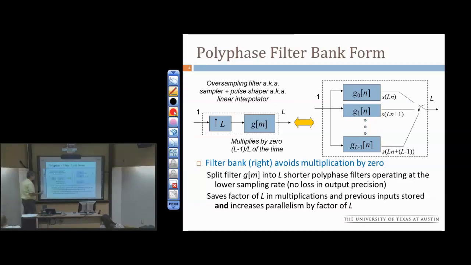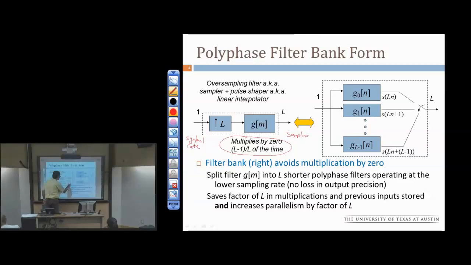It kind of makes sense because if we look at the cascade of this upsampler and FIR filter, the FIR filter ends up multiplying by 0 half the time when L is 2 and most of the time when L is greater than 2. We're wasting lots of operations here. So we can rewrite this as a polyphase filter bank, and now all the filtering is done at the lower sampling rate. From a communication system point of view, the rate over here would be the symbol rate, and the output would be the sampling rate.